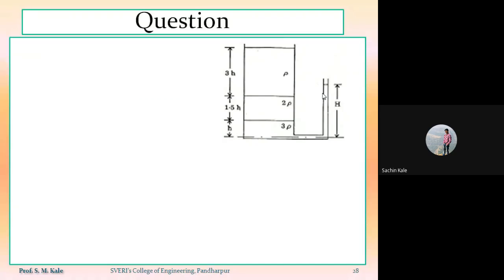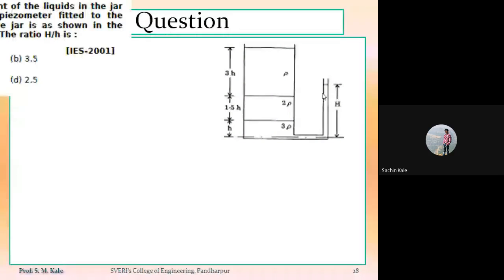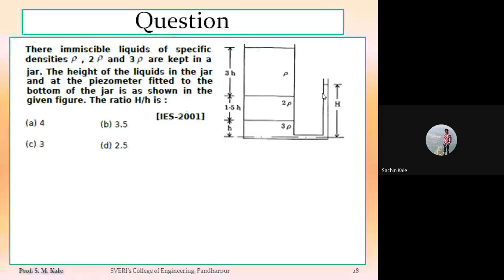So read the question and give the answer. This is one more interesting question. Three immiscible liquids of specific densities rho, 2 rho and 3 rho are kept in a jar. The heights of the liquids in the jar and the piezometer fitted to the bottom of the jar are as shown in the given figure.